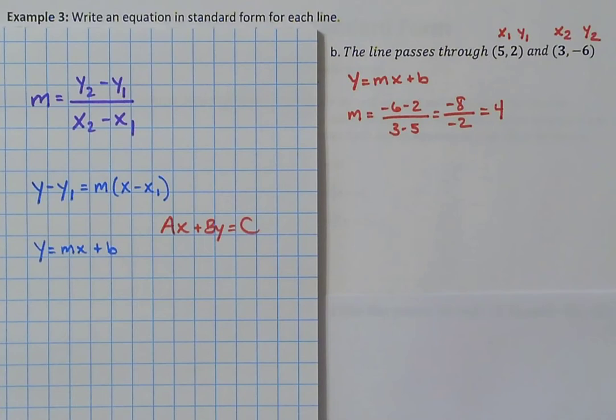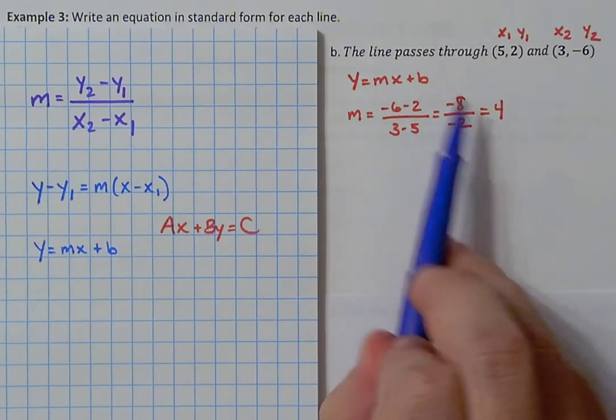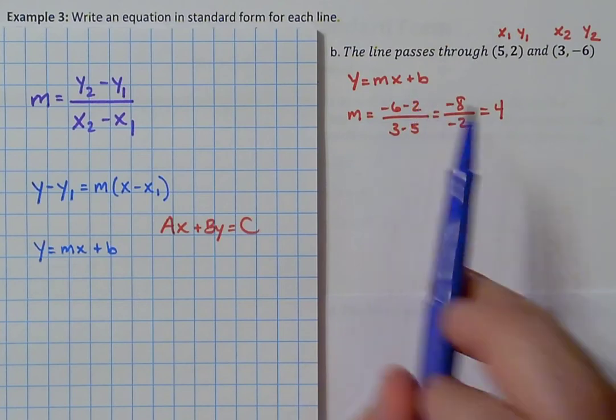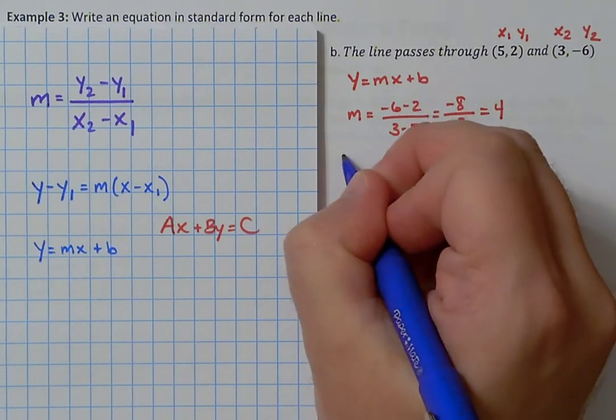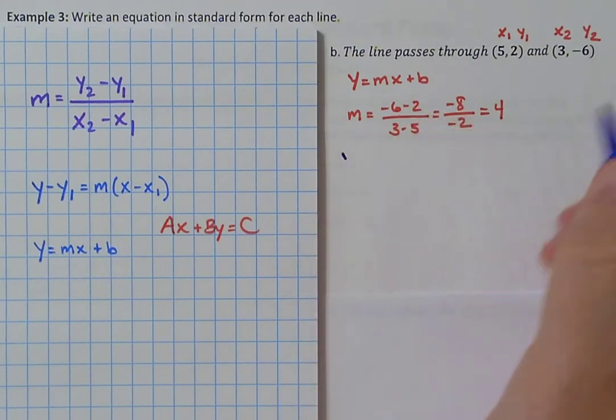Now, if we are using slope-intercept, I have figured out my slope. Now I have to figure out my b value. So that means we're going to take y equals mx plus b.